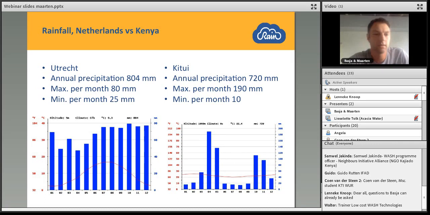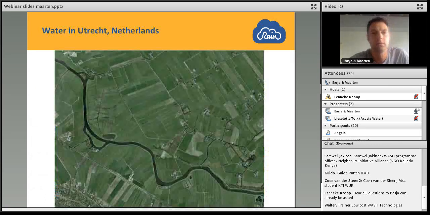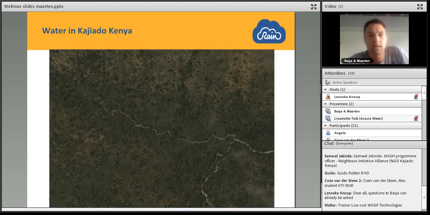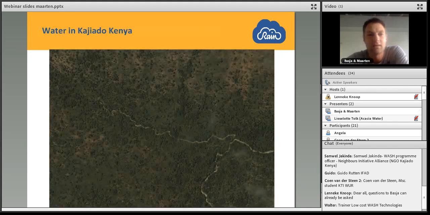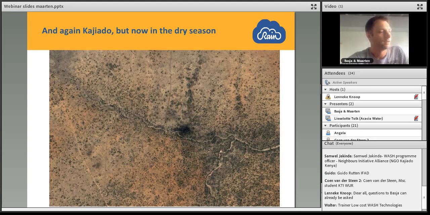And this has some profound effects on the landscape. This is an aerial picture from an area of the Netherlands around Utrecht. You have a water course that would look roughly the same throughout the year, and it's all nice and green around it. If you look at Kajiado, where some of our programs are based, you see that it's also nice and green, but this is just during a few months of the rainy season. And this is the same area in the dry season, when all the water is drained off, and all the vegetation has turned brown or disappeared. So just for some exciting visual effects, wet season, dry season, there you go.